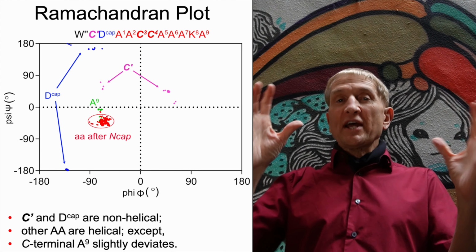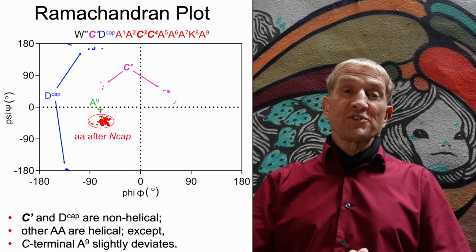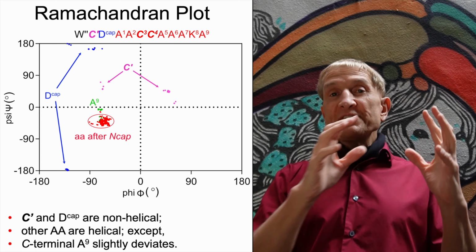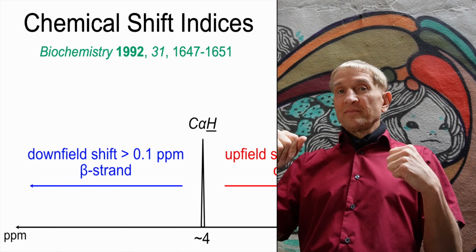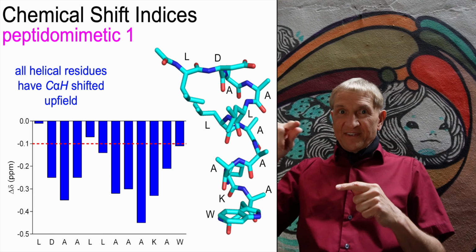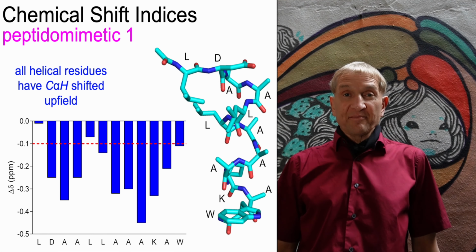We did a Ramachandran plot based on our calculations. Two residues were outside the helical motif, but the rest should be nicely helical. And when we plotted the CSIs, they were all negative, indicative of helicity.